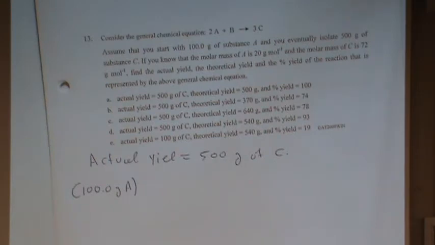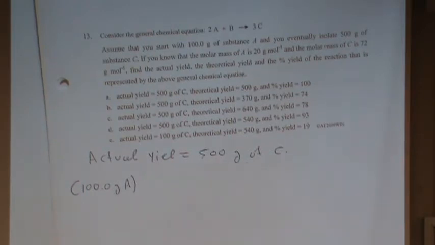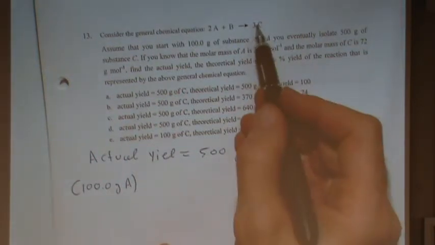Why will we not go into moles? We have to go into grams, because we already have the actual yield in grams. When you divide actual yield by theoretical yield, both have to be in the same units, right? So that's why. We have so many grams of A, and we want to find out how many grams of C you will get.